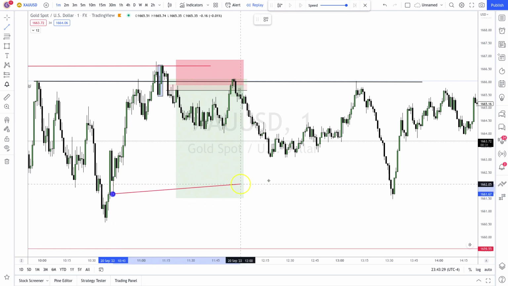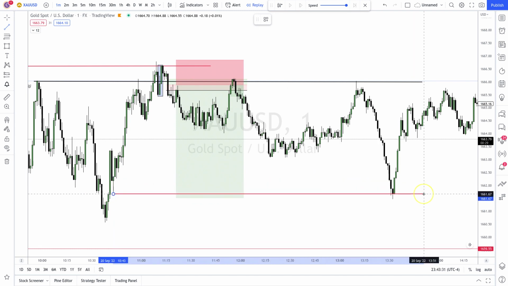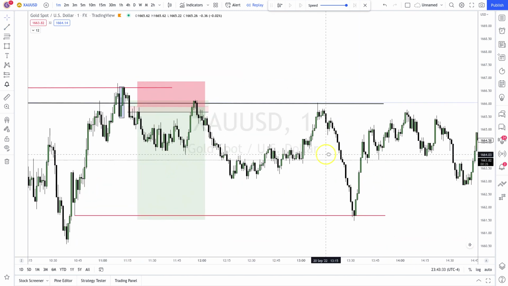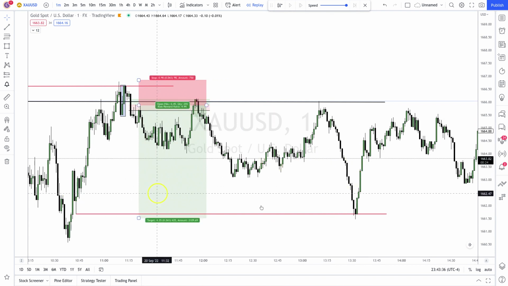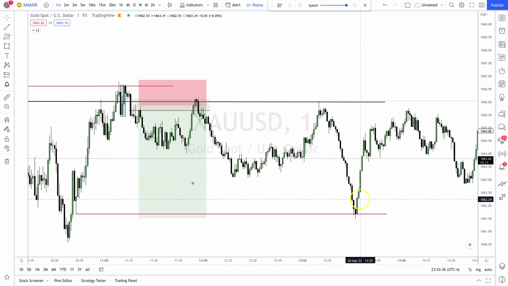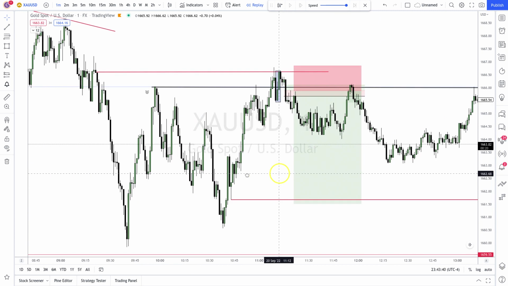Okay, there's always a why, right? Price is never just moving just because. There's always some reason why, right? Some liquidity pool that's been taken or something. There's always some reason why price is moving.